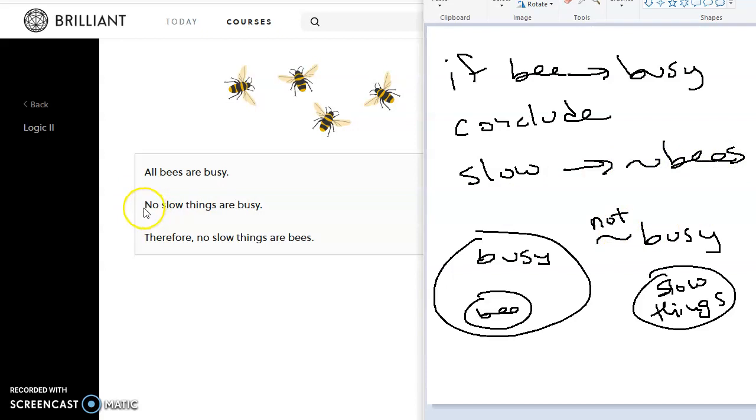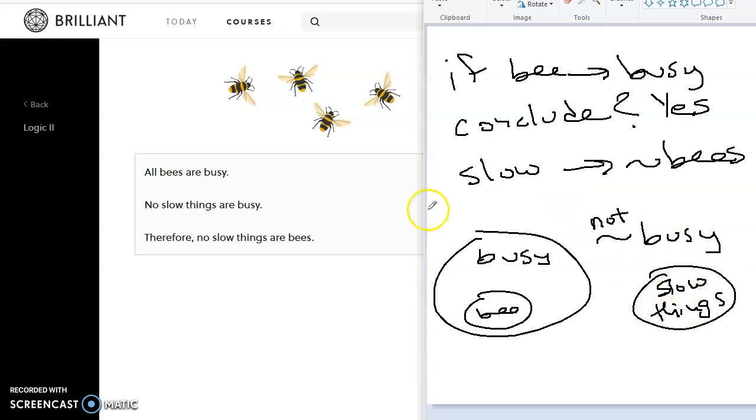It's a little weird because the statement was no slow things are bees, but it's not that if it's not slow, then it's a bee. They're saying if it's slow, then it's not a bee. So if slow, then not bee. Can I conclude that? And the answer is yes, this is valid.